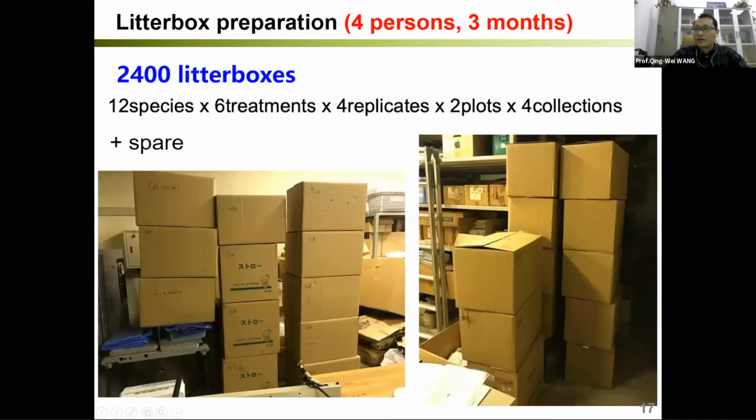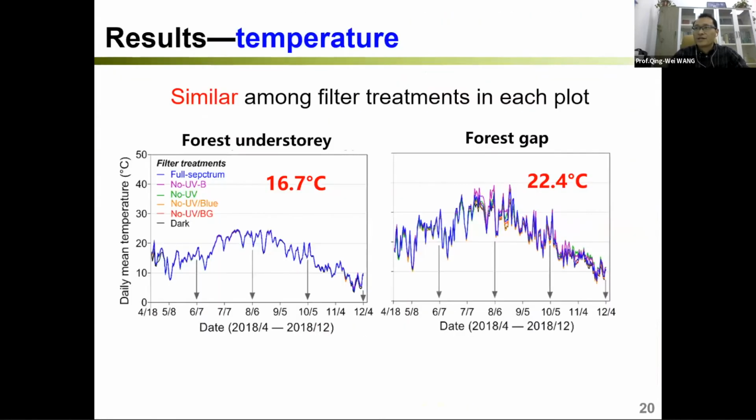The temperature we show on the slide here was recorded in the litterbox, not outside. So you can see here the full spectrum and dark kind of litterbox, in the understory, they almost overlap on one line, also in the forest gap. So I can confidently say there's not much difference in the temperature among litterboxes.